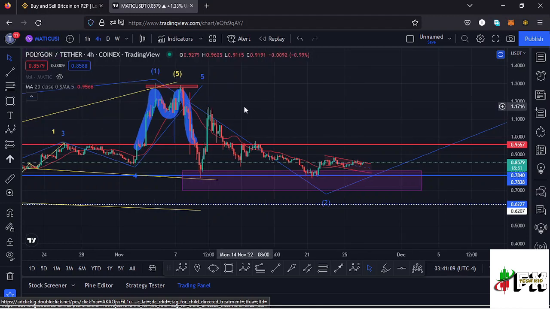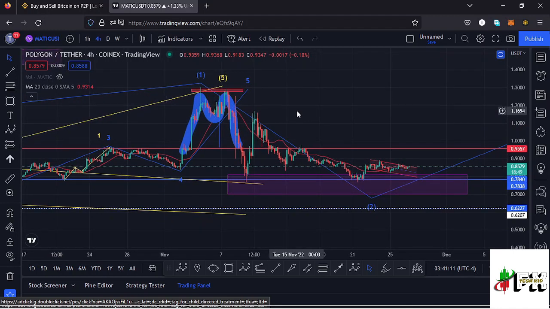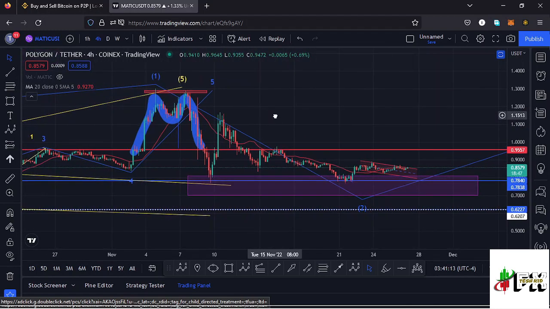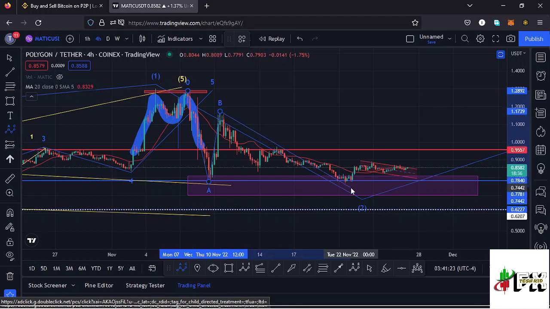And because the wave 2 is a corrective wave, we also expect to see an ABC corrective structure, and I believe we are seeing such a structure right here, having this as the wave A, then a wave B making its peak at around the $1.17 mark, then the wave C low is not yet in, and that is what I'm expecting to see very soon here on the Polygon Matic chart.